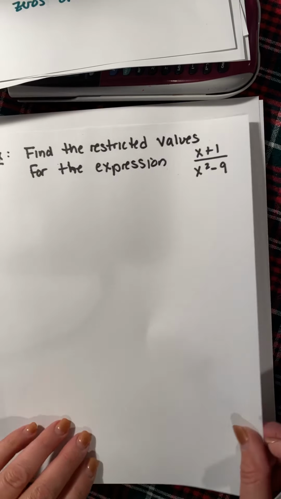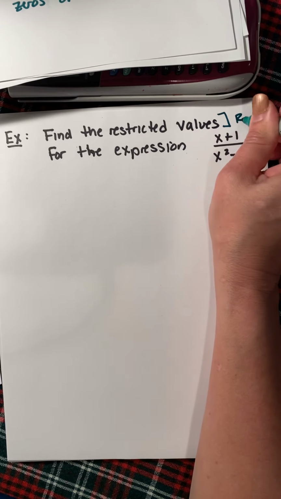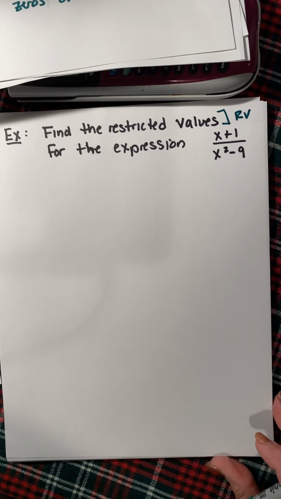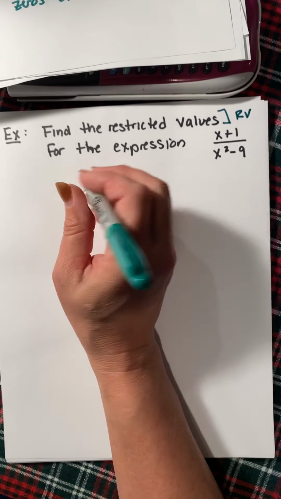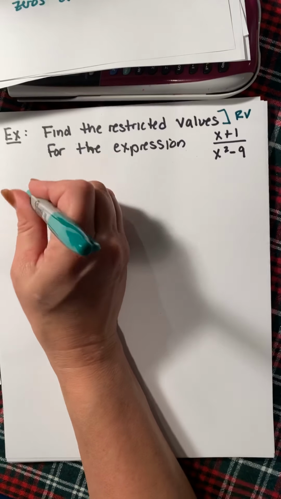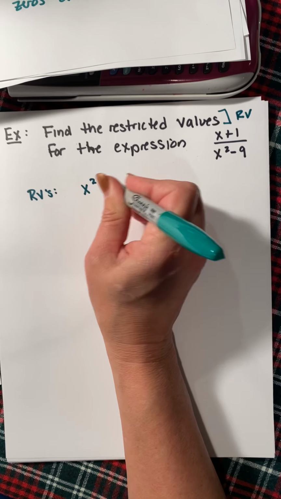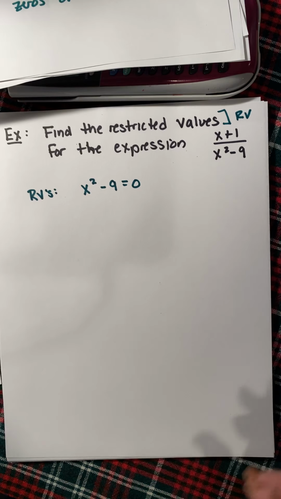So let's go back to our expression, x plus 1 over x squared minus 9, the restricted values. From now on, I'm just going to abbreviate that RV for restricted values. So to find the restricted values, we set the denominator equal to 0. So what would make x squared minus 9 equal 0? Now this is pretty obvious. You might see that it's 3, but don't forget that it's also negative 3.